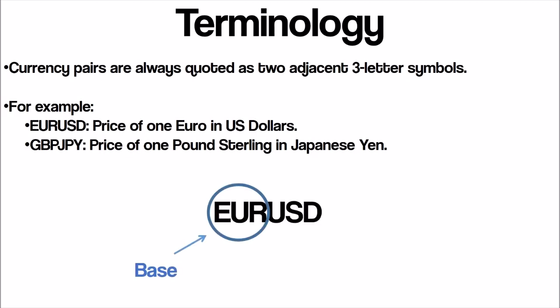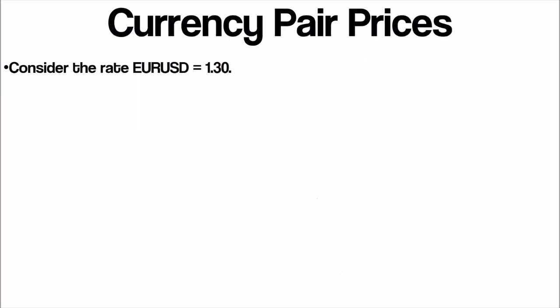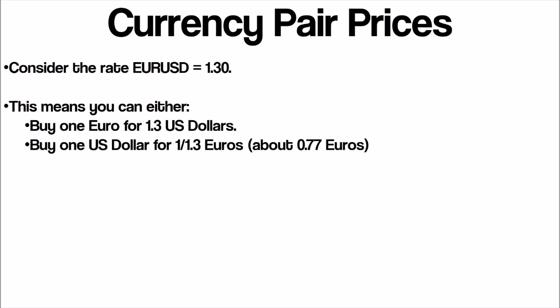When you talk about this six-letter symbol, the two currencies are referred to as the base, which is the one on the left-hand side, and the term or the quote currency on the right-hand side. So let's consider euro dollar, and let's say euro dollar is currently trading at 1.3. What that means is that you can either buy €1 for $1.3, or you could buy $1 for 1 divided by 1.3 euros, which is about 0.77 euros.